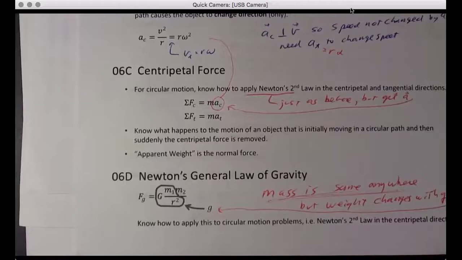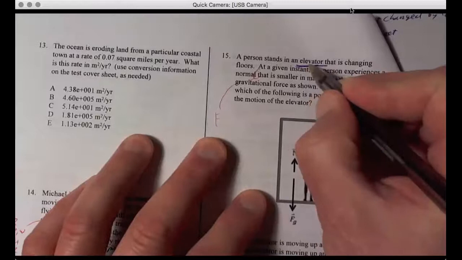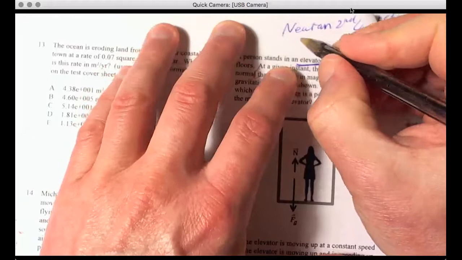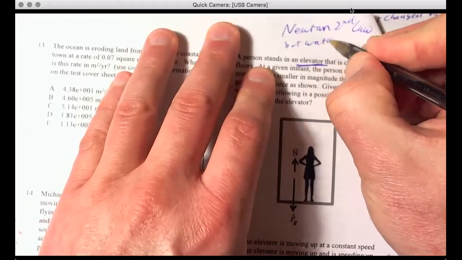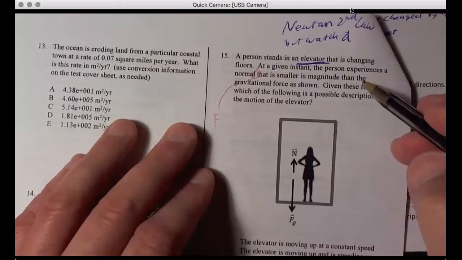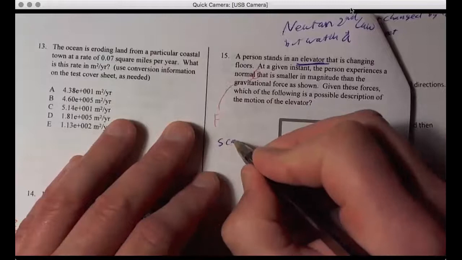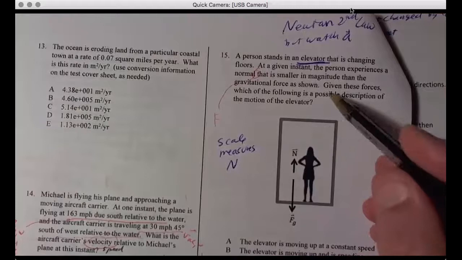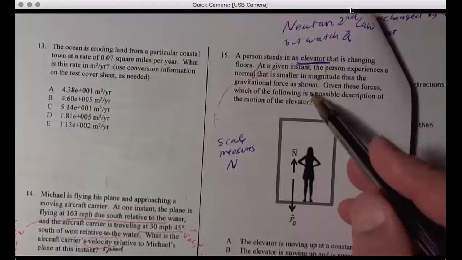This is an elevator problem. That would be a Newton's second law, but watch the a. And the other thing to remember is that the scale, if there is one, measures the normal force. Okay, and so the normal force is smaller in magnitude than the gravitational force as shown. So give the following possible description.